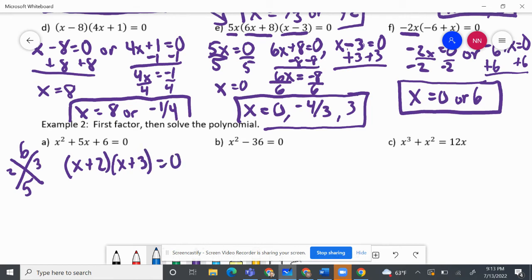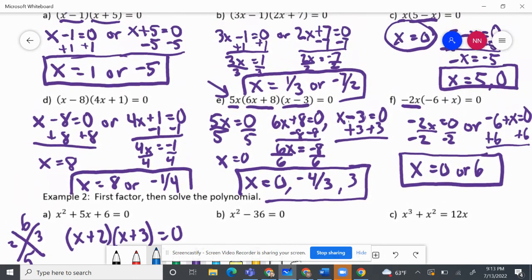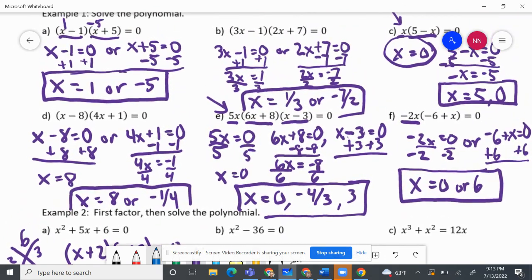Now, I'm hoping that you picked up the pattern. What the pattern is when solving these is, notice that for our first one, we have an x minus 1. Notice that our answer is a positive one. We have an x plus 5. Notice that our answer is a minus 5. Here we have an x minus 8. Notice that our answer is an 8. So we see that it's always the opposite.